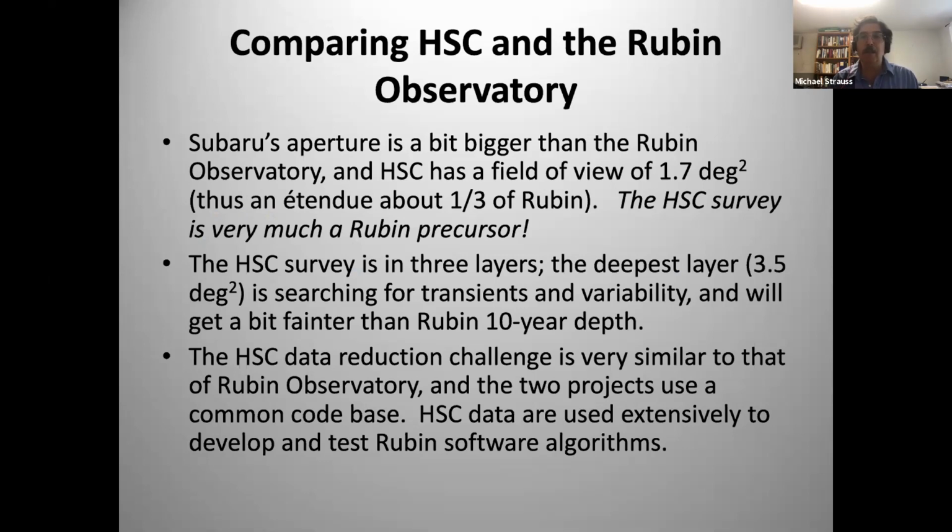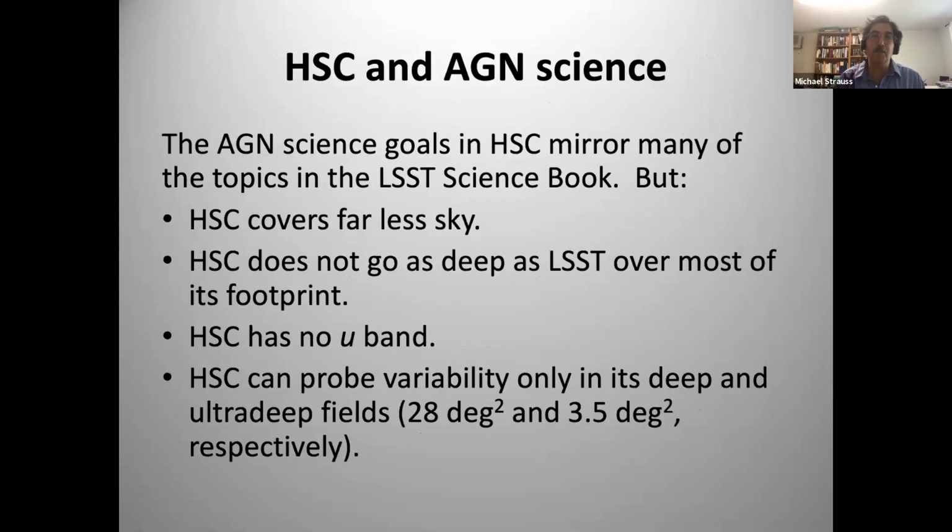I already mentioned the 3 layers. The deepest layer is really doing one of the things that's going to be key for Rubin Observatory, the LSST, which is searching for transients and variability of all sorts. And again, the co-added depth is getting a little bit deeper than what Rubin should be reaching. The data reduction challenge is very similar between the two, and indeed, the data reduction effort between the two projects is very closely tied. They use a common code base, and the HSC data are used extensively for testing the algorithms.